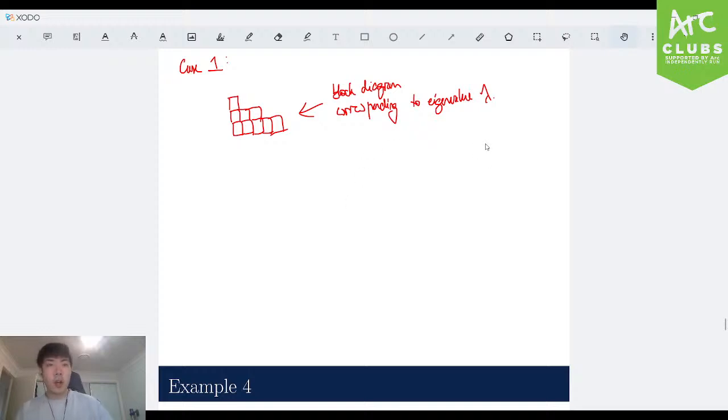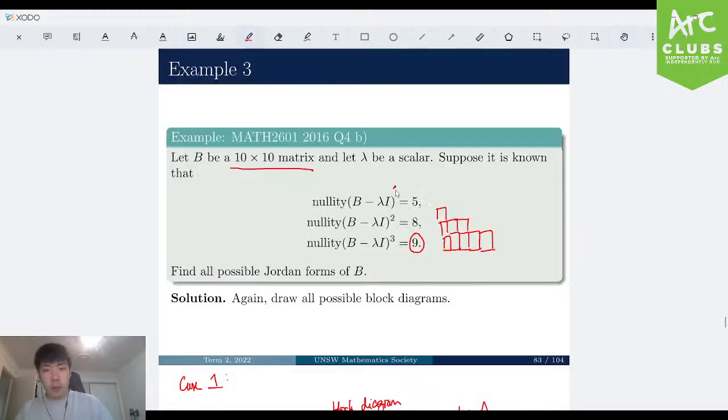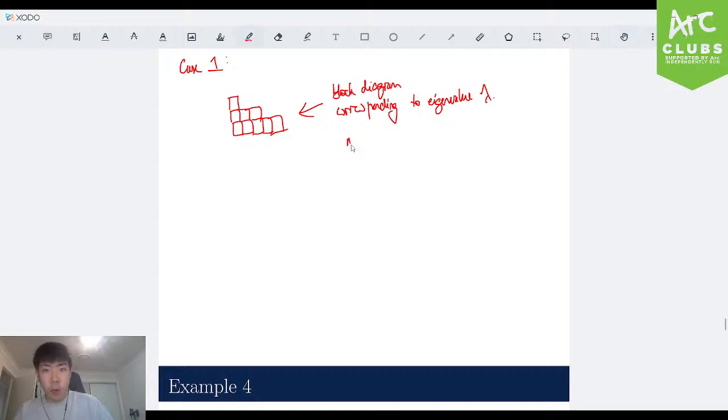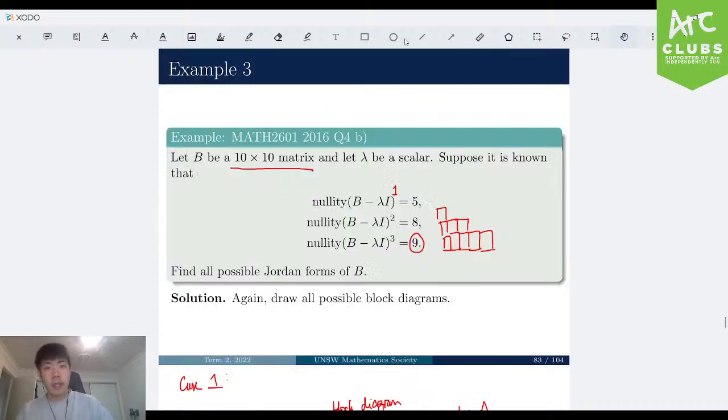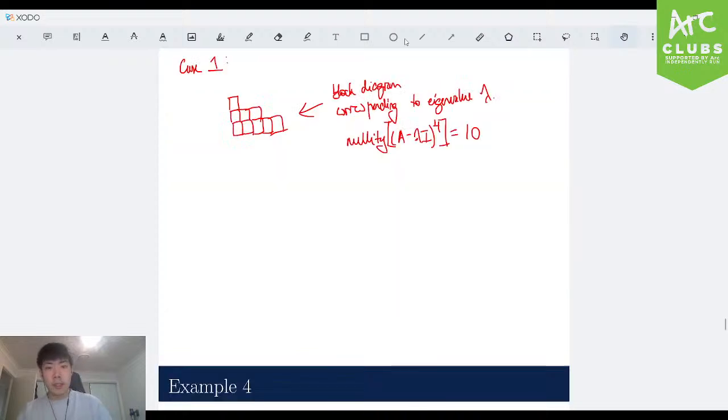Okay, we so far already know that at level 1 it has to be 5, at level 2 it must be 8, at level 3 it must be 9. The only possibility is if at level 4, we have a nullity of 10, right? That's our only possibility, okay? Because, again, by the non-decreasing fact of nullities and the non-increasing differences, this is the only possibility.